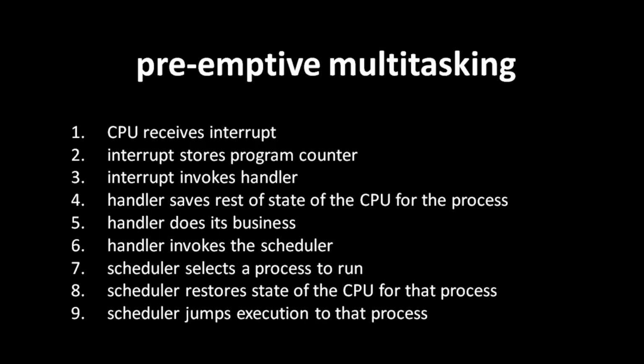First, the CPU receives some hardware interrupt. Then the interrupt stores the program counter so that the interrupted code can resume later. The interrupt invokes the appropriate handler. The handler itself saves the state of the other CPU registers so that the interrupted process can be resumed later. The handler does whatever business the interrupting device needs. The handler then invokes a scheduler, and the scheduler selects a process to run. The scheduler then restores the CPU registers to the state they were in when that process was last running so that that process may continue, and finally, the scheduler jumps execution to that process.